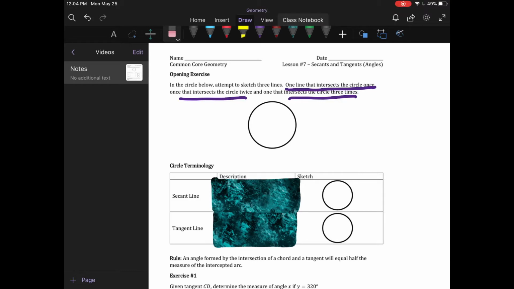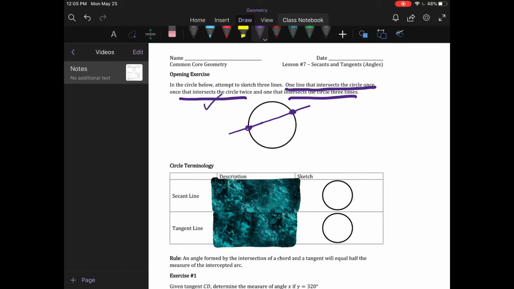So if we were going to have it intersect the circle once, a lot of you might have done something like this, where it just crosses one time there. But remember, it needs to go on forever in both directions. So if you continued this, it would actually cross twice. So that's not going to be crossing once. That's going to be the one that crosses it twice.